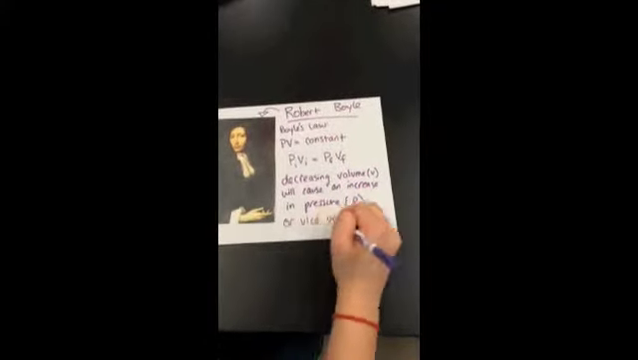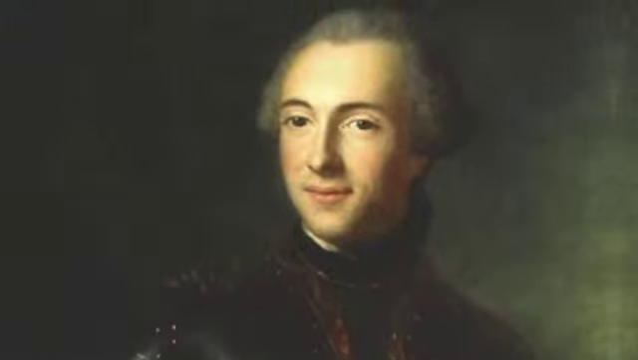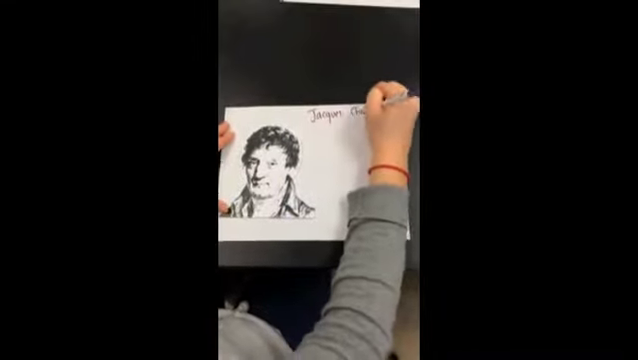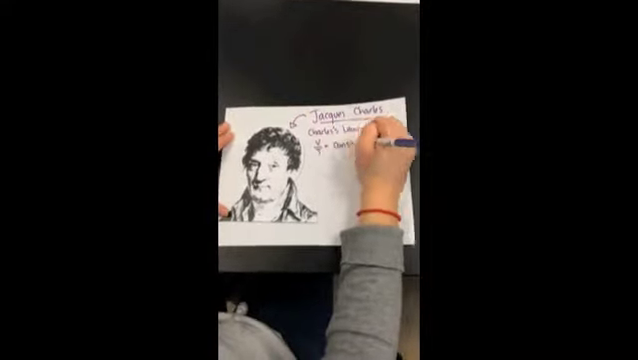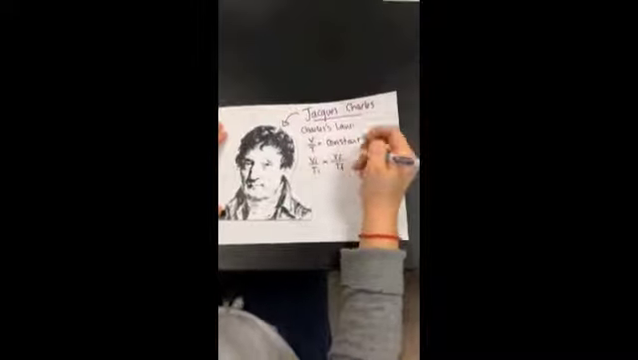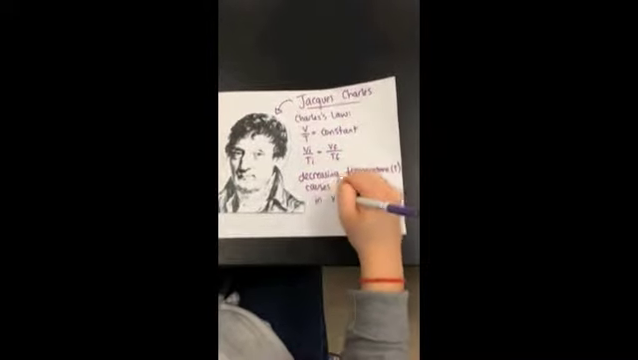the other way around. The next person we're going to talk about is Jacques Charles, who came up with Charles's law. Charles's law states that volume over temperature equals a constant, or in other words, initial volume over initial temperature equals the final volume over the final temperature. What this means is that when you decrease the temperature, it'll cause a decrease in volume, and when you increase the temperature, it'll cause an increase in volume.